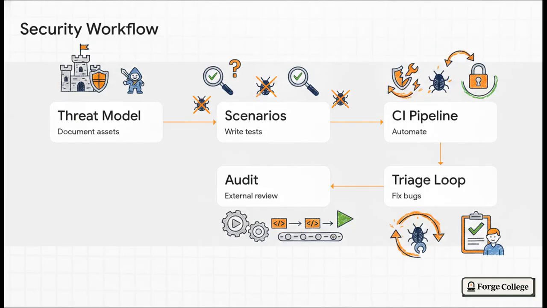So here's what that workflow looks like in action. You build your lightweight threat model, write test scenarios based on those threats, and integrate them into your CI pipeline. But I really want to draw your attention to step 4, the triage loop. When a security test fails, you don't just patch it and move on. You reproduce the failure deterministically, fix it, and then write a regression test. That regression test ensures that specific vulnerability can never, ever sneak back into your codebase.